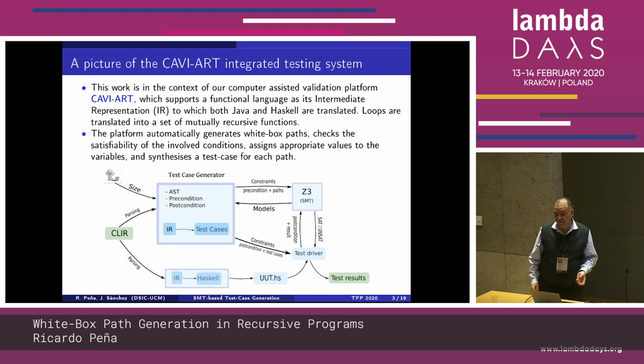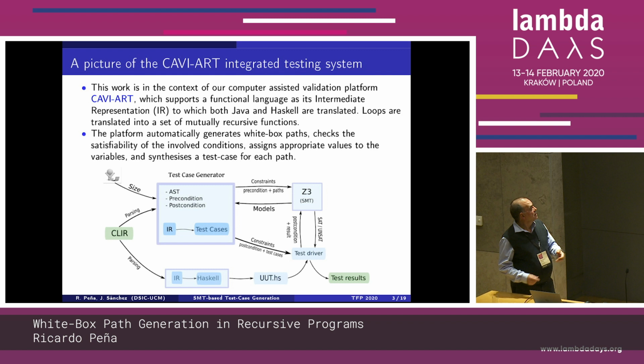and then, as our platform is devoted to verification, the programs are endowed with a formal precondition and a formal postcondition, and then from there you generate several things. You generate a set of constraints that represent the precondition, a set of constraints that represent the postcondition, and a set of constraints that represent the paths. Then you give this to an SMT solver, and then you get models for these constraints, and these models allow you to generate test cases.